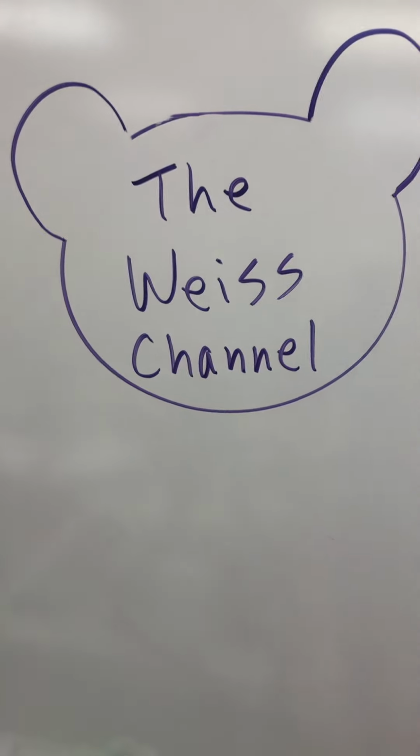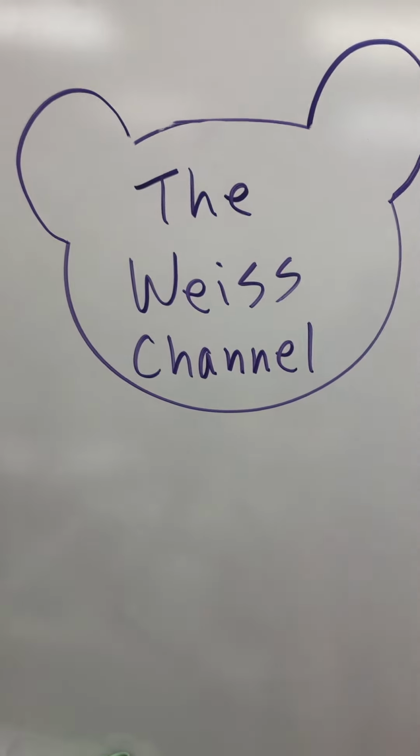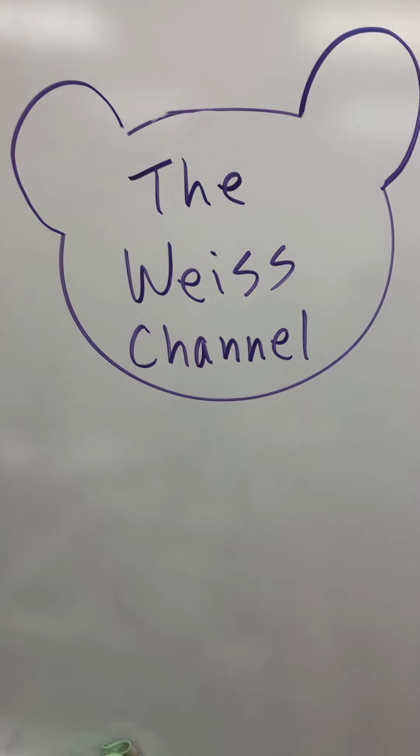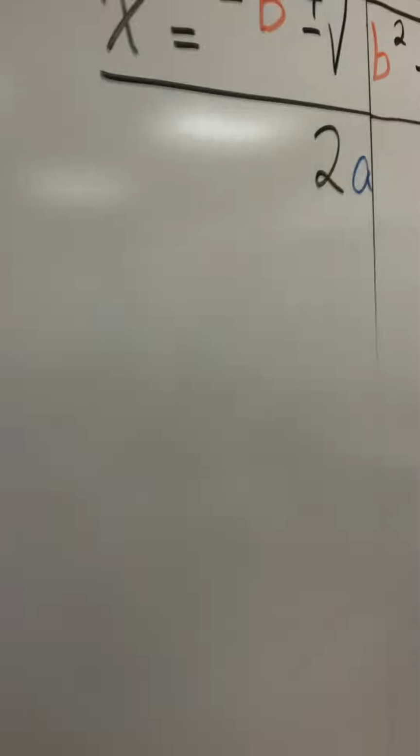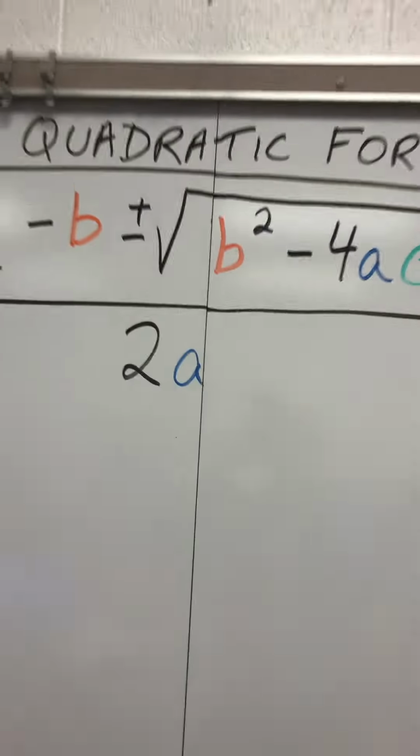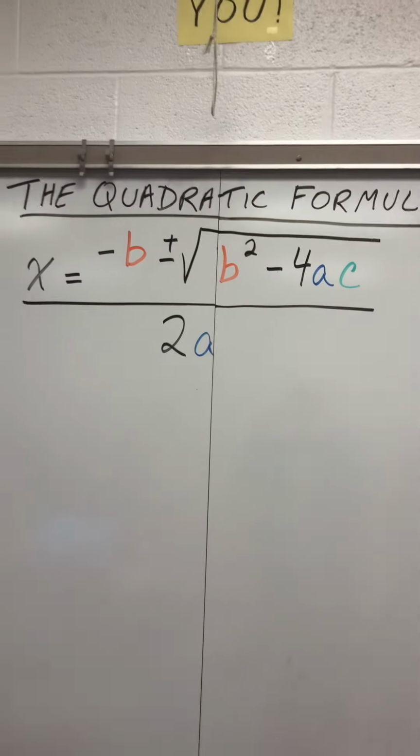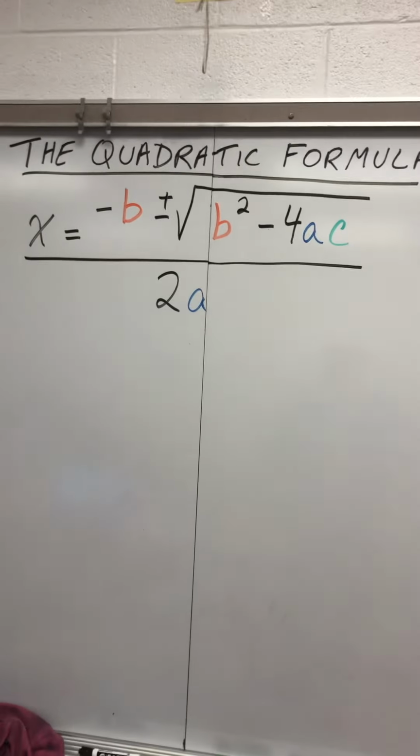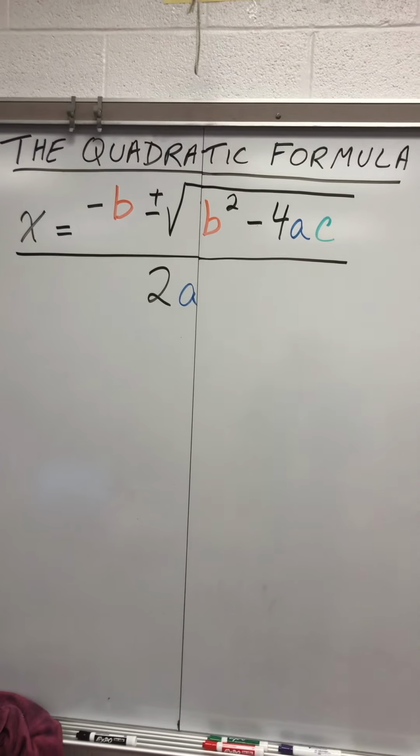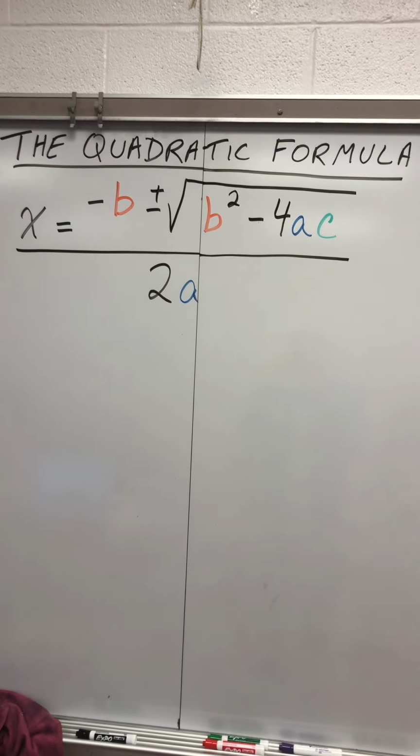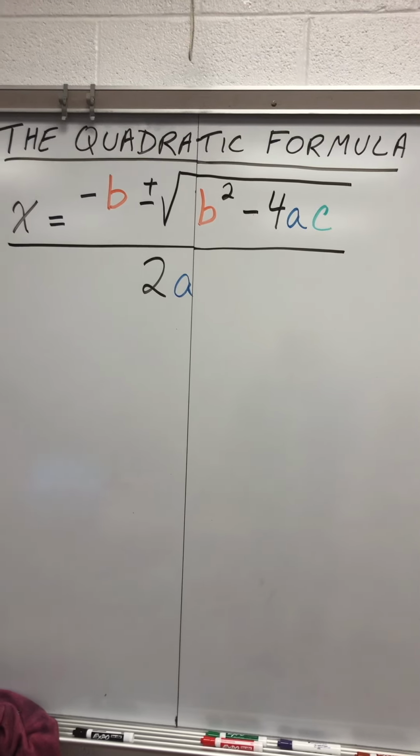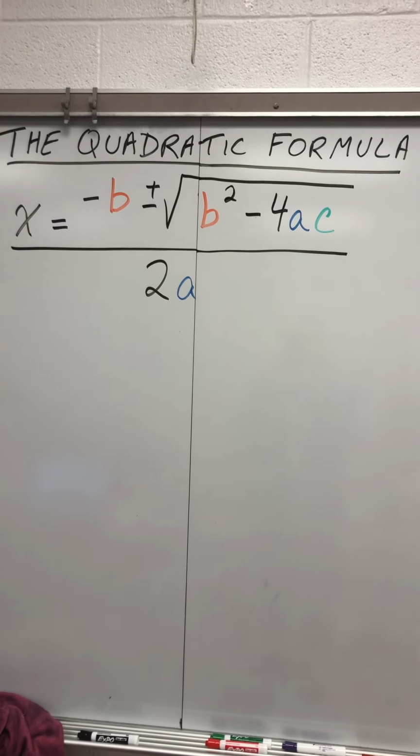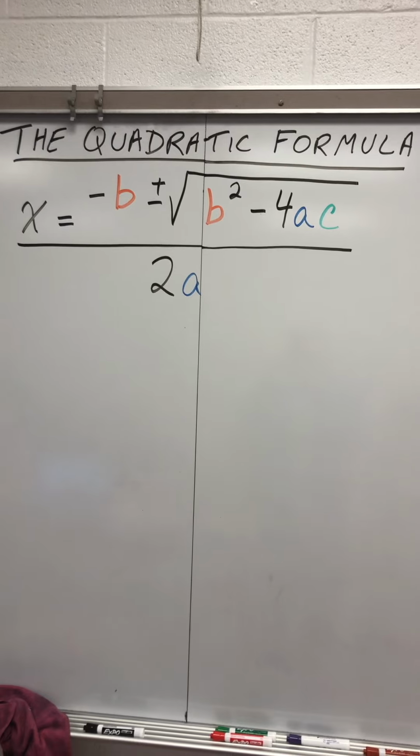Today, we have talked about solving by factoring, and we've solved by taking the square root. But now we're going to use what's called the quadratic formula. What? Yes, the quadratic formula. Here it is. X equals negative b plus or minus square root of b squared minus 4ac all over 2a.